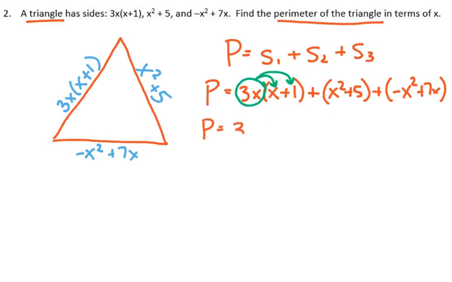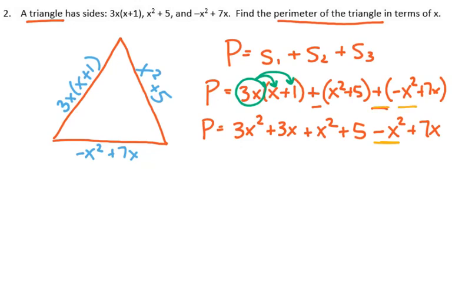So I get 3x squared plus 3x. From here, because there's nothing else to distribute, just the plus 1 there, I can drop my parentheses and rewrite my polynomial expression to continue as plus x squared plus 5 minus x squared plus 7x. Now be careful here with this x squared. You can see how I wrote that as a minus x squared because it was plus a negative x squared.